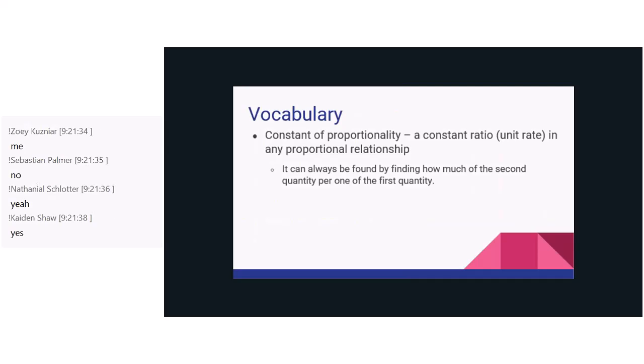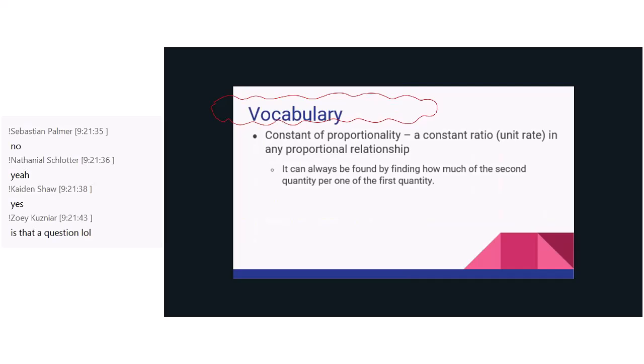Okay, so let's write down another vocabulary term, and this is constant of proportionality. We actually just found the constant of proportionality in all of our tables today. We didn't refer to it as that just yet, but the constant of proportionality is a constant ratio or a unit rate in any proportional relationship. So in order for it to be a proportional relationship, there has to be a constant of proportionality.